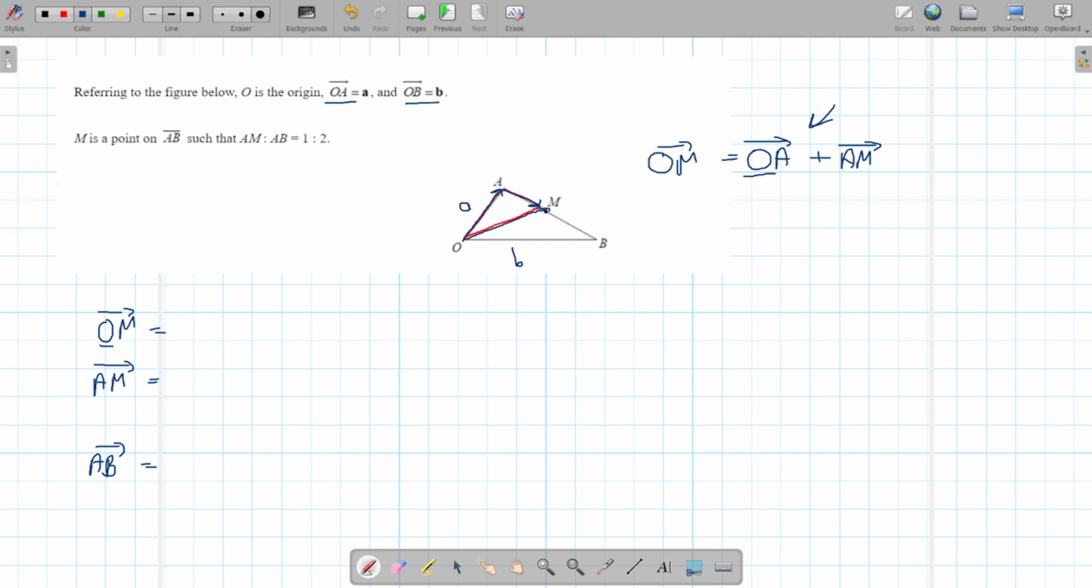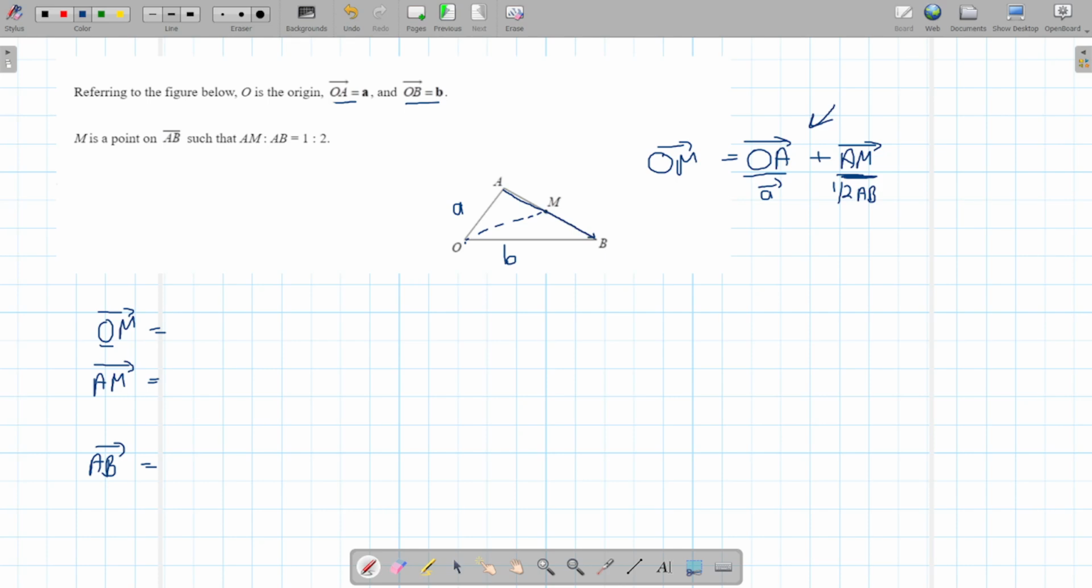Okay, let's see. OA, we said, is vector A, right? What is AM? AM is actually, like they said here, half of AB. So let me erase this a bit. I'll put here A and here B. And we want this OM. AM is half of AB, right? So what is AB? AB is this over here, right?